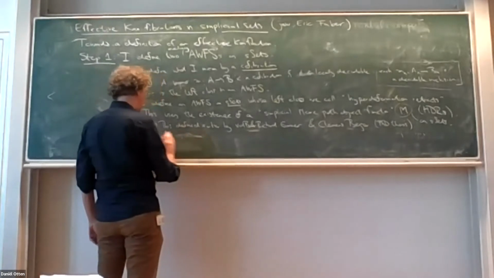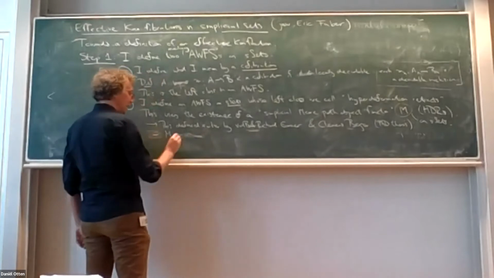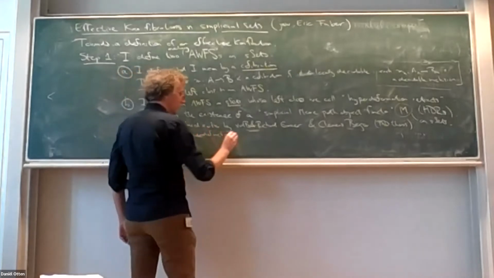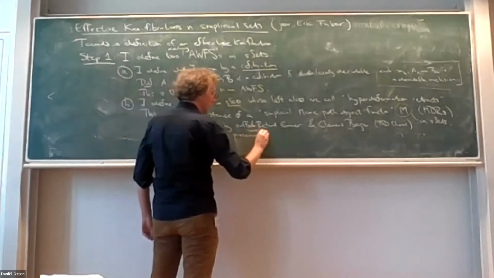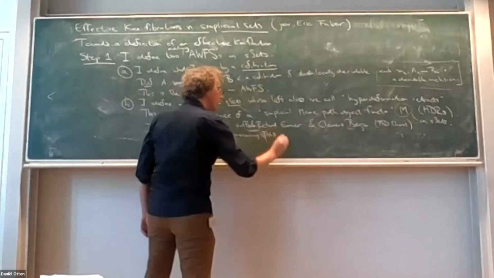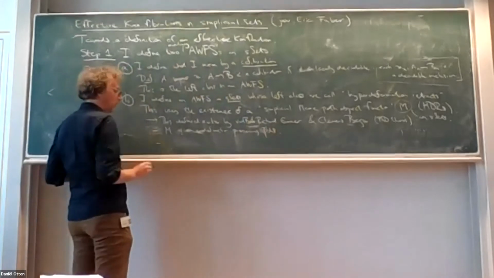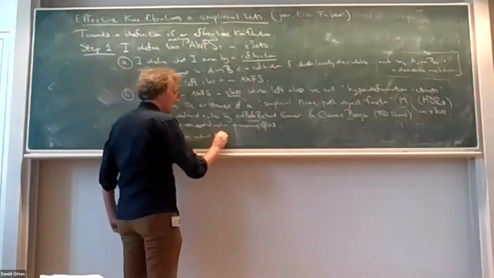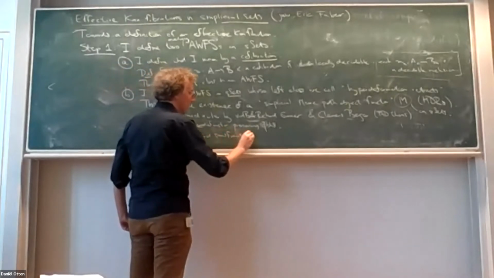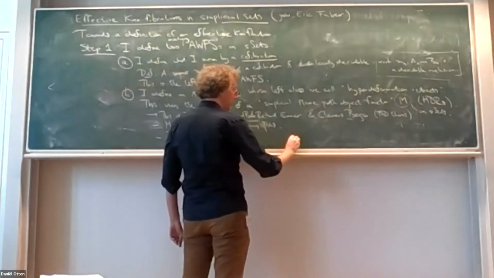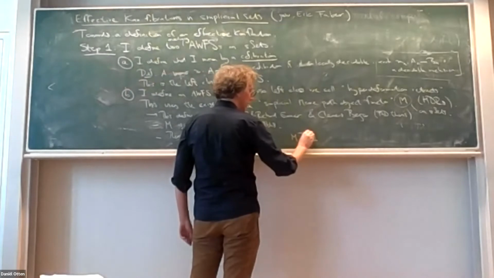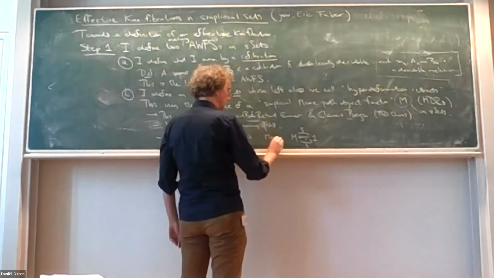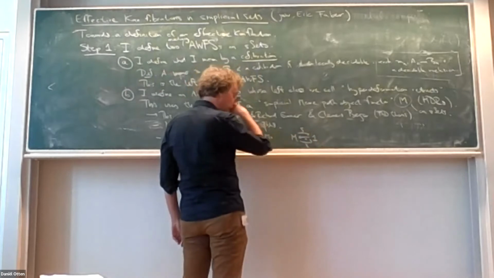So what are the properties of M? M is an endofunctor preserving pullbacks. There are natural transformations: there's a source and a target map, there's an identity map, and there is a composition map.